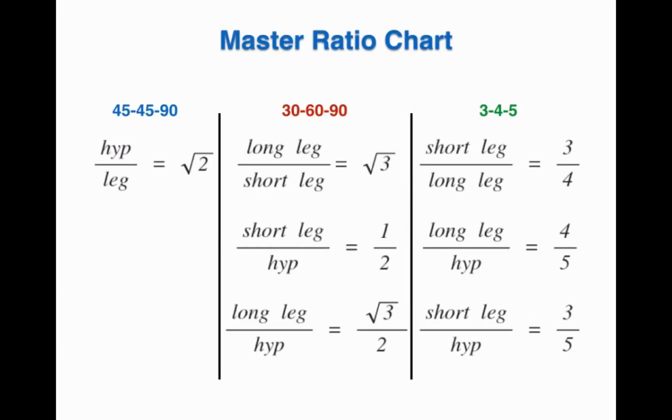Really, the whole point of this lesson is to master this ratio chart. You've got 3 different kinds of special right triangles. You've got 45, 45, 90, 30, 60, 90, and 3, 4, 5. So if you want to write down this chart and basically memorize this chart, you will be a long way off to mastering this whole lesson.